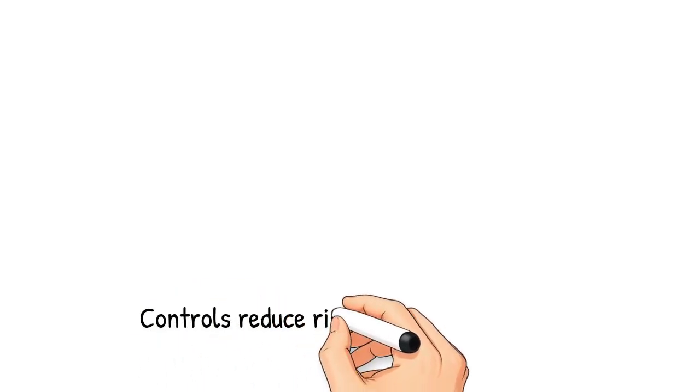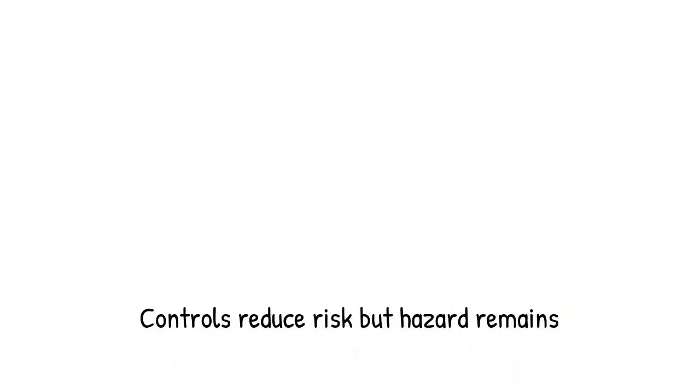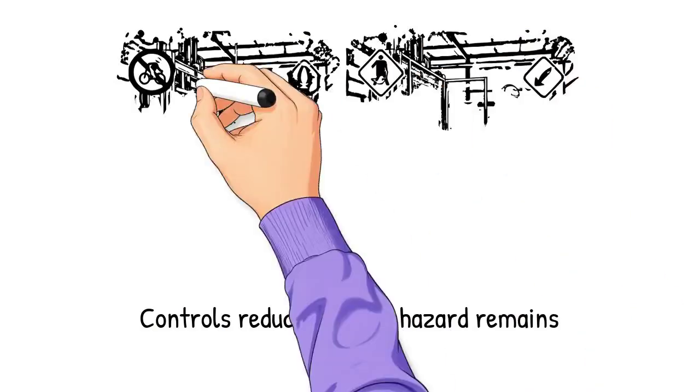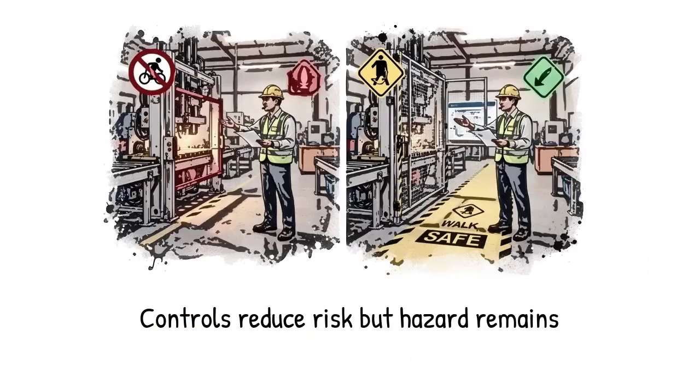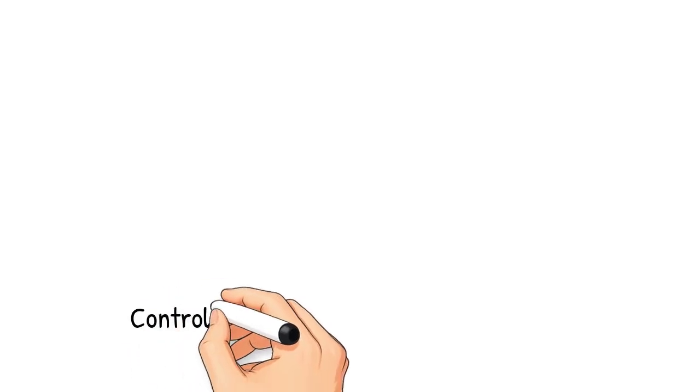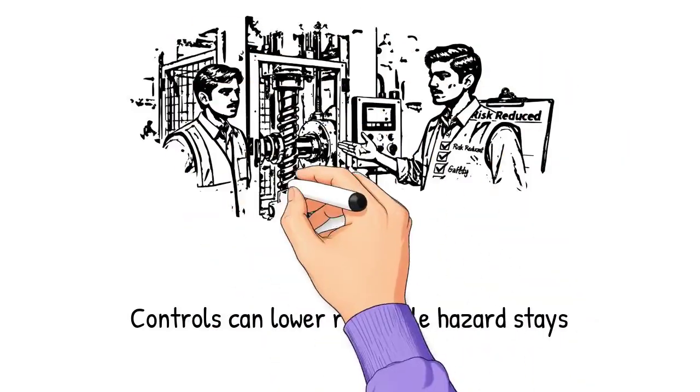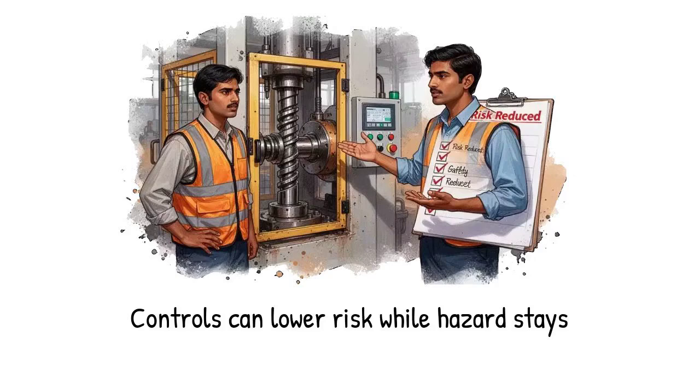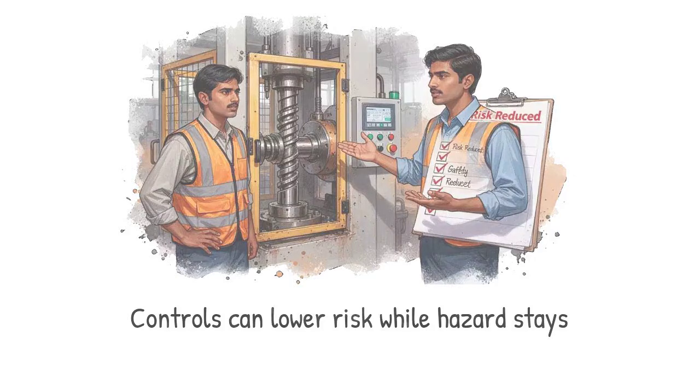If you install a guard, mark a safe walkway, and train workers, there is lower probability, the same potential severity, but overall lower risk. Notice something important here. The hazard, the rotating shaft, still exists, but by adding controls, you reduce the risk. That's exactly how you should think in the exam and in real life.